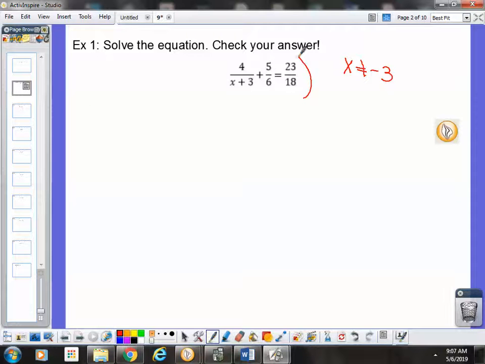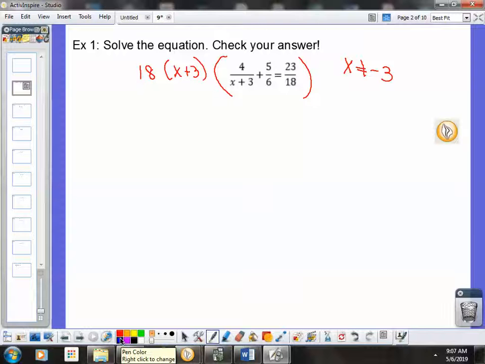So we're going to multiply the entire equation by my least common multiple. If I was to get a common denominator, I would have used 18, and I would have needed one of those x plus 3's. So we're going to multiply every single term by 18(x plus 3). For this first couple, I'm going to write it all out. You may not need to do this when you're working through the problems on your own.